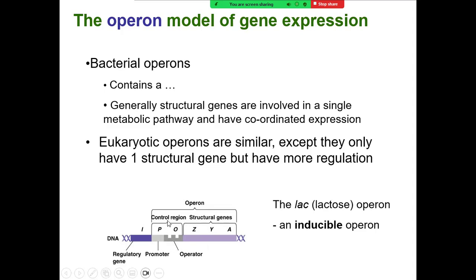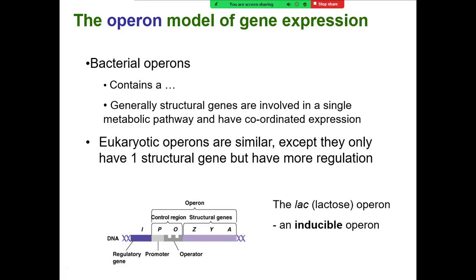The other controlling region is the operator, and it is involved in controlling whether this operon is turned on or turned off. And then there's also a small region at the end of the gene. It'll be the terminator.